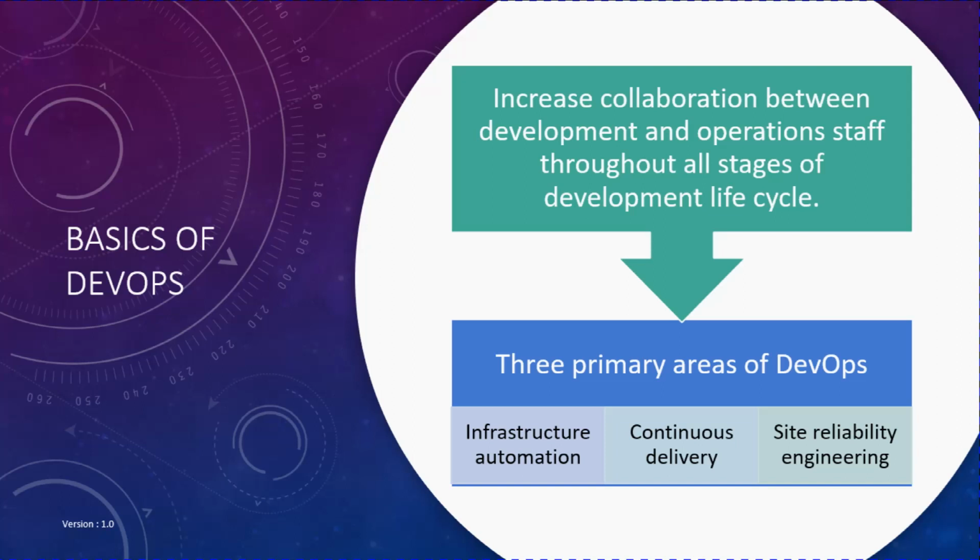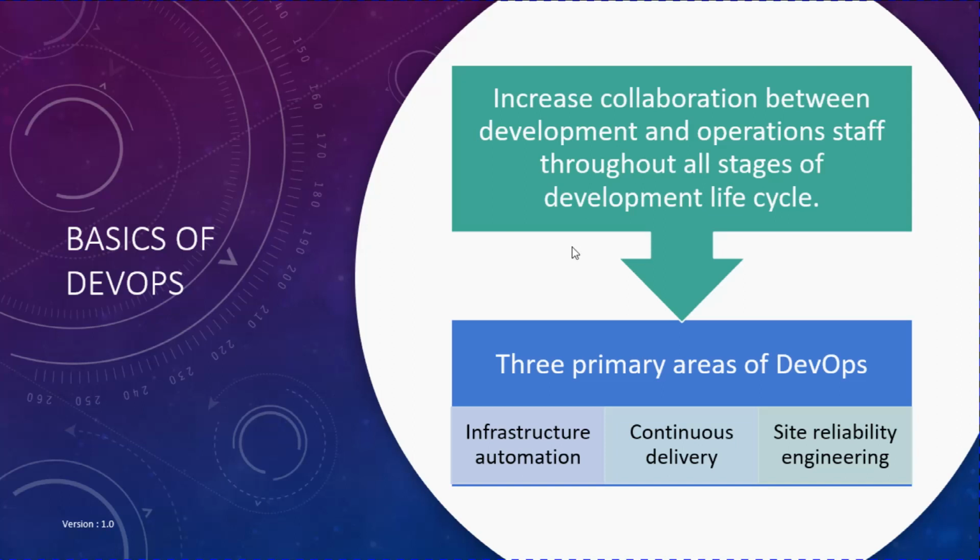Now, DevOps as a methodology relies on increased collaboration between the developers and the operations staff. Thus, the dev in DevOps is for developers and the ops is for system administrators. It achieves this collaboration by automating as much as possible.